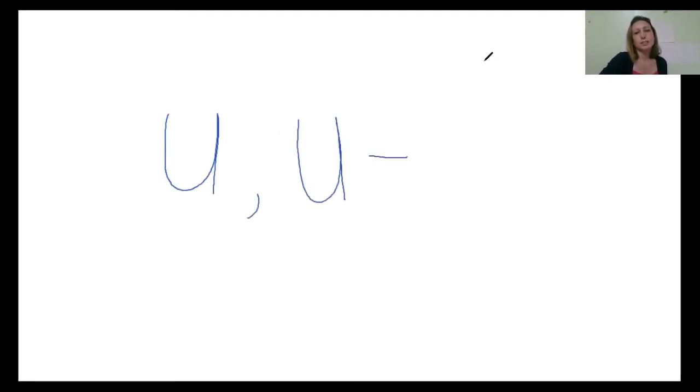Next one, we're at 2 ways again, to write you. 2 ways to write you, the U sound. What 2 ways do we know? It can be one U, or it can be U consonant E. One U or U consonant E. And our U consonant E can also say oo. It says U or oo.